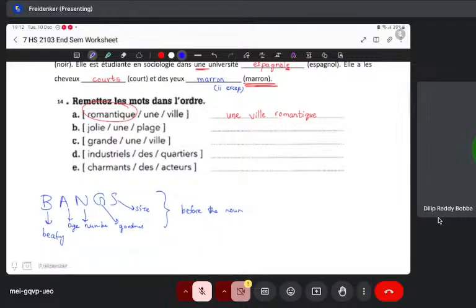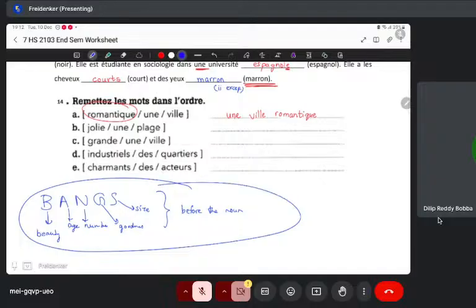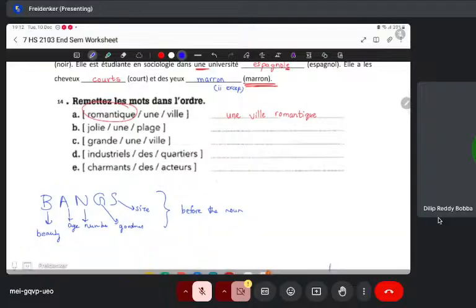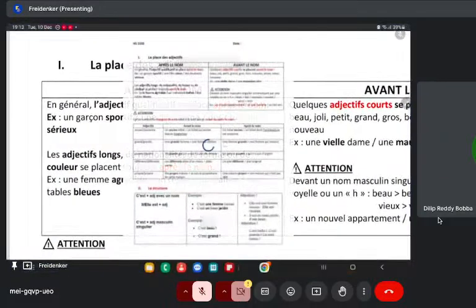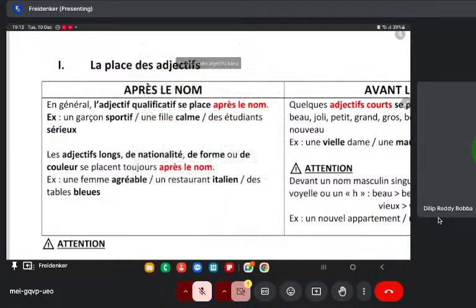I mean, romantic doesn't come anywhere. It's not beauty. It's not goodness. This is going to help you somehow, or else you can look at the rules as well. So nationality and color come after the noun.